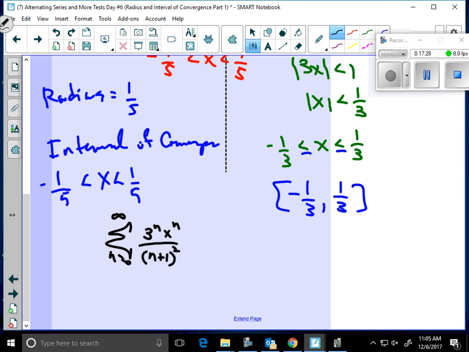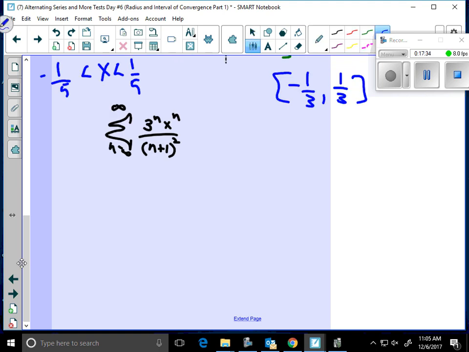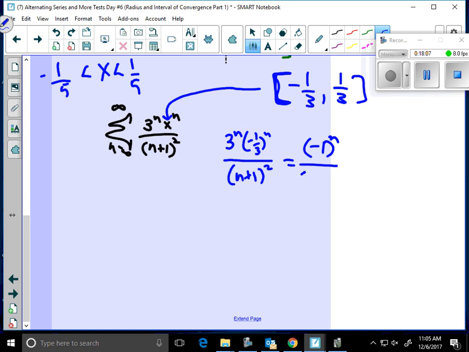Okay, so I'm going to plug in a negative 1/3 for x. Let's plug it in right here. So I have 3 to the n, negative 1/3 to the n over n plus 1 squared. If I can show that this series will converge, then I can make this statement that we would include that endpoint. How do I determine if an alternating series converges? What's 1/3 times 3? Negative 1, right? So I'd have an alternating series that looks like this.